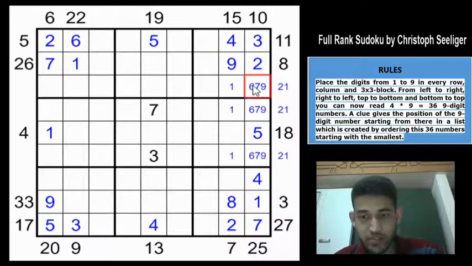You have a 9 here, so this must be 6 or 7. Sorry guys, with 2, 3, 5, 1, 4, 7 used, the rest must be 6, 8 and 9. So 9 is here, so this is 6, 8, this is 6, 8, 9, and this is 6, 8 and 9. Great.